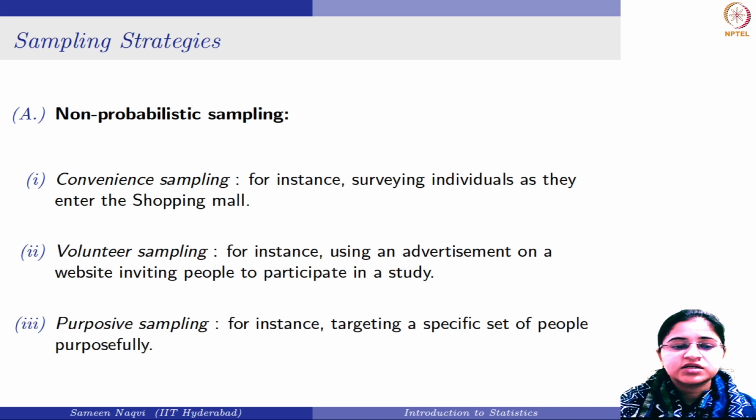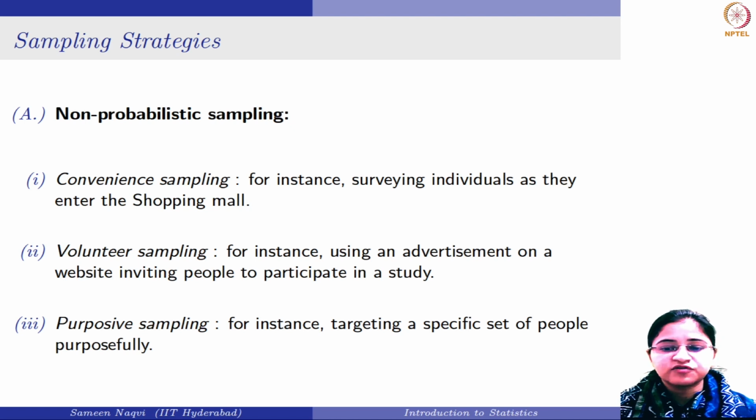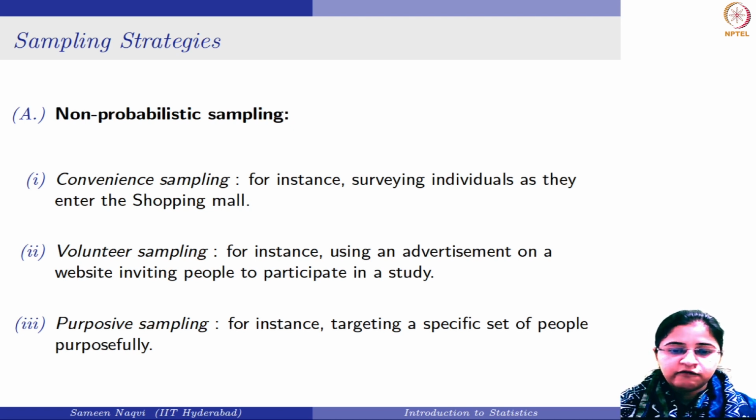The third one is your purposive sampling. In purposive sampling, you target a set of people purposefully. For instance, if you are interested to know the experiences of women who are in leadership positions, what you do is simply focus on women executives in the tech industry who have more than 10 years of experience. In that case, you are not focusing on the broader population of women, right? You are just focusing on some specific set of people. So it is referred to as purposive sampling.